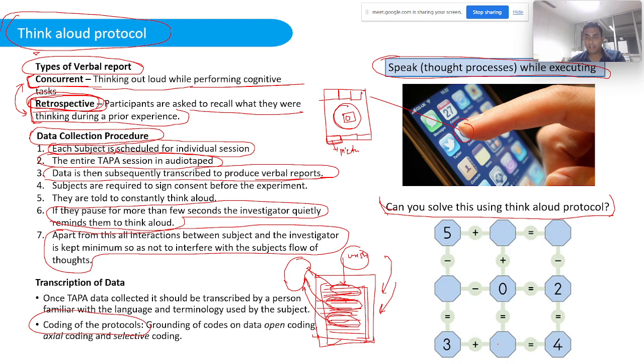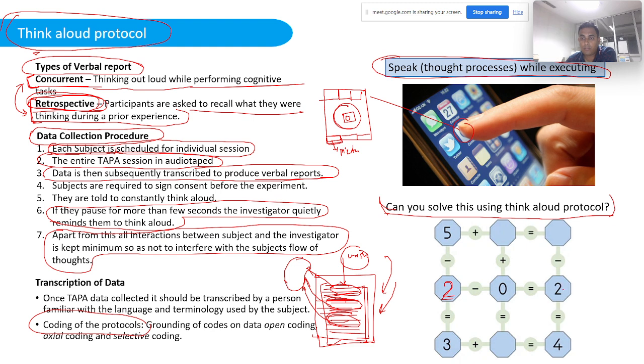Okay, let's start. As a think aloud protocol, I will start speaking while I try to solve this puzzle. So here what I see is, okay, it's a matrix, and 5 minus something is to be 3. So this is 2, so I get a clue from here.